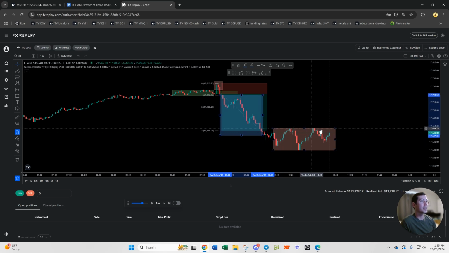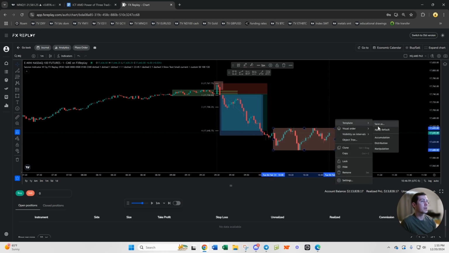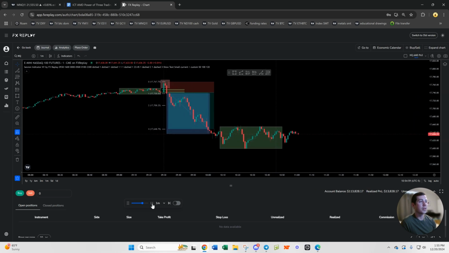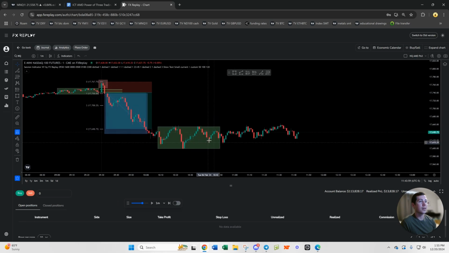If you start to see price making a double top or a double bottom, that can help you identify the potential accumulation zones too, at least the larger ones. Templates, accumulation. And let's see if we get a manipulation on either side. Not yet. We're still kind of chopping around.